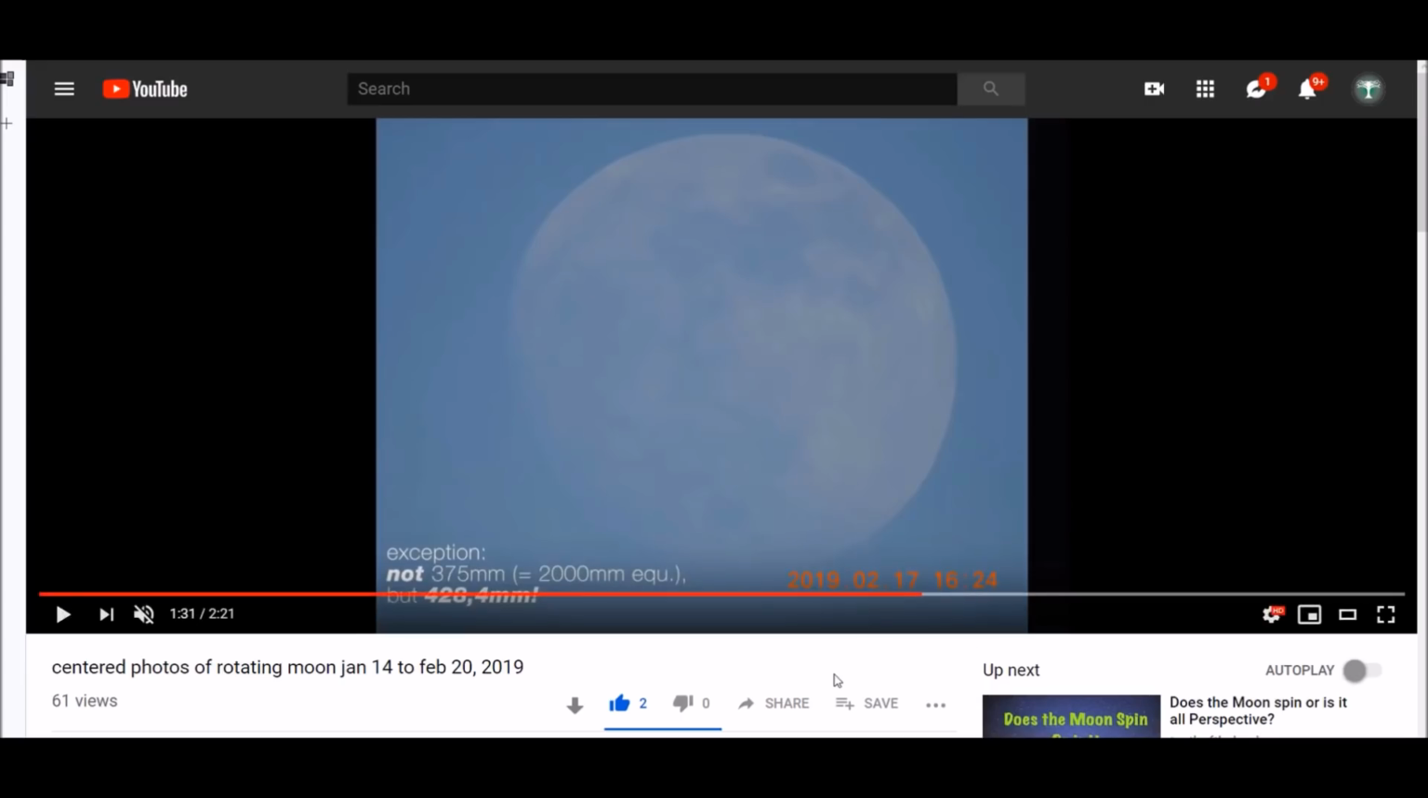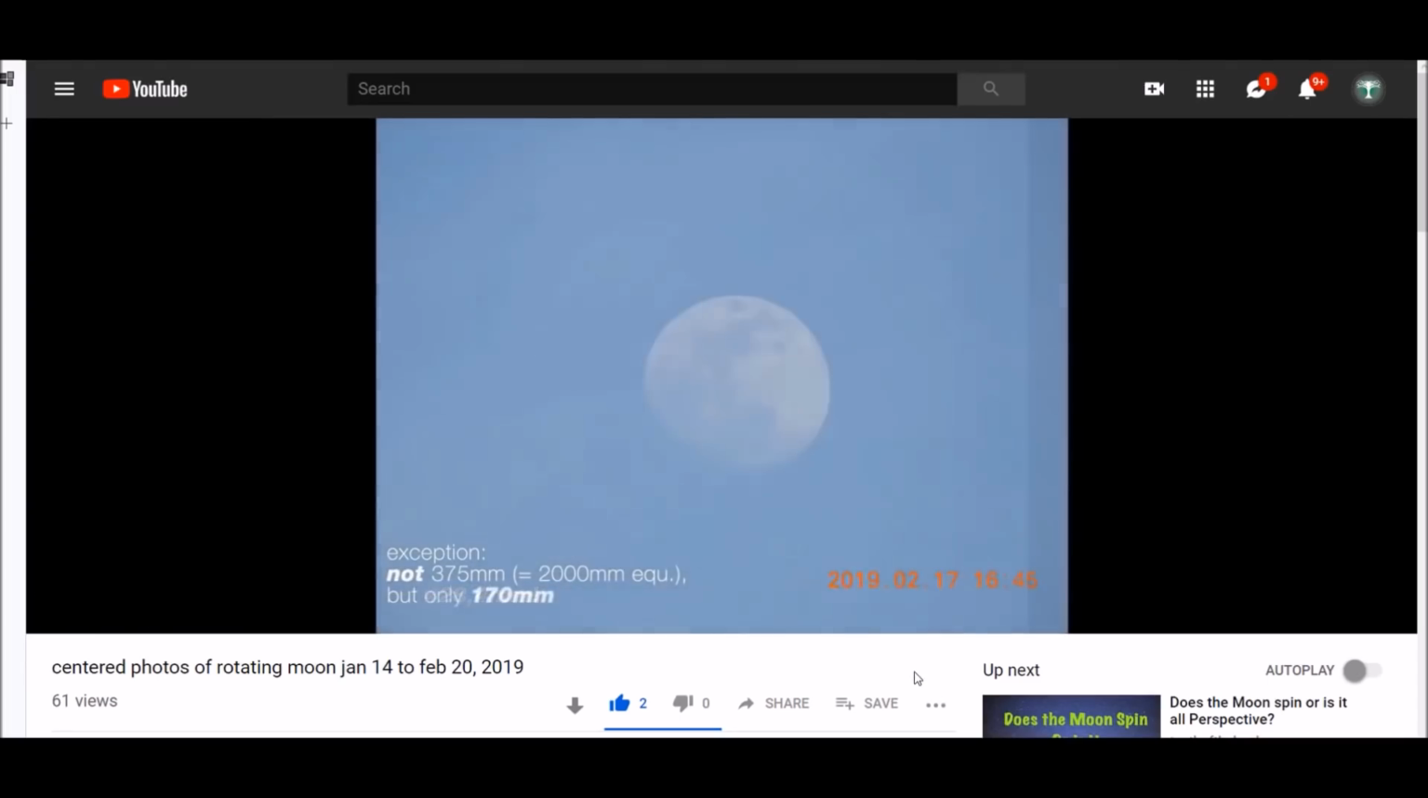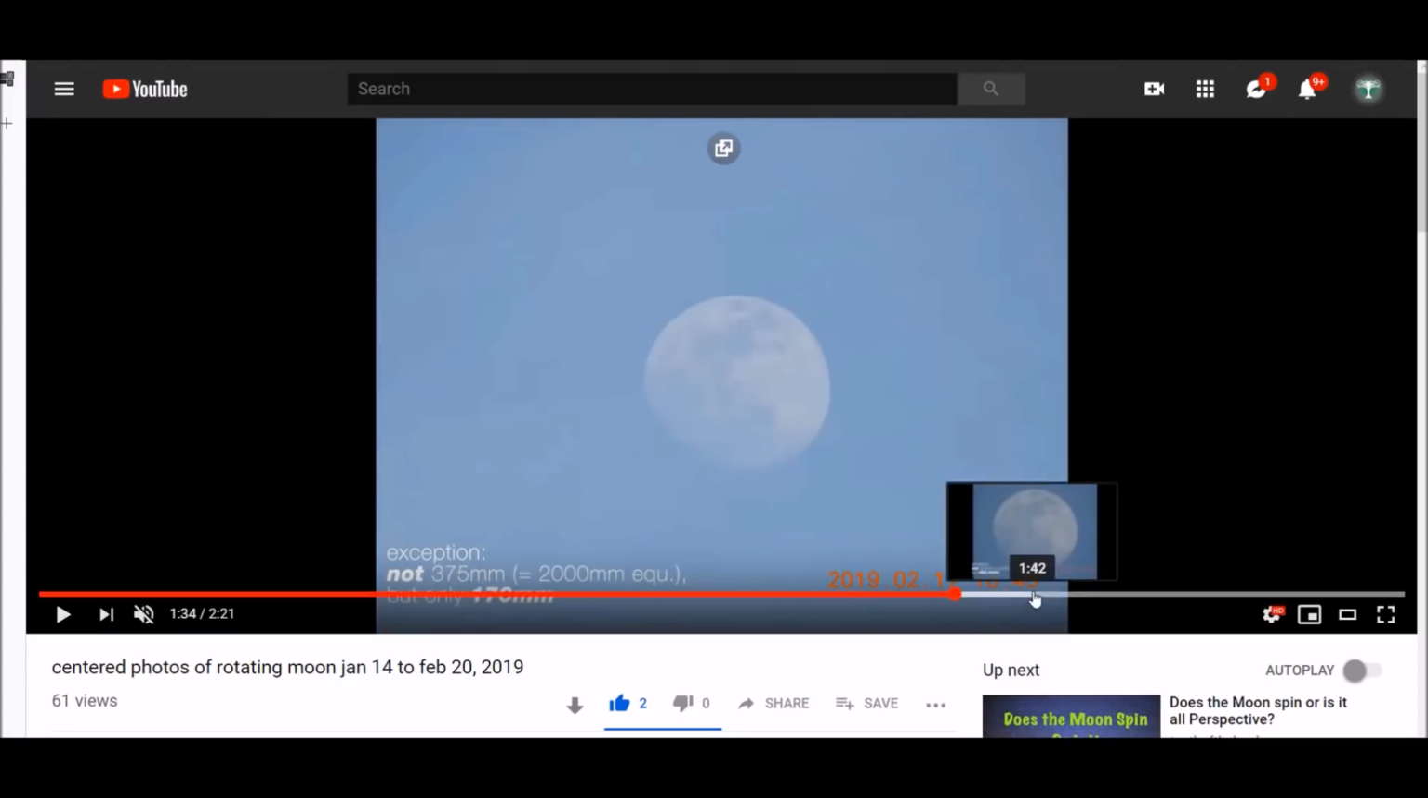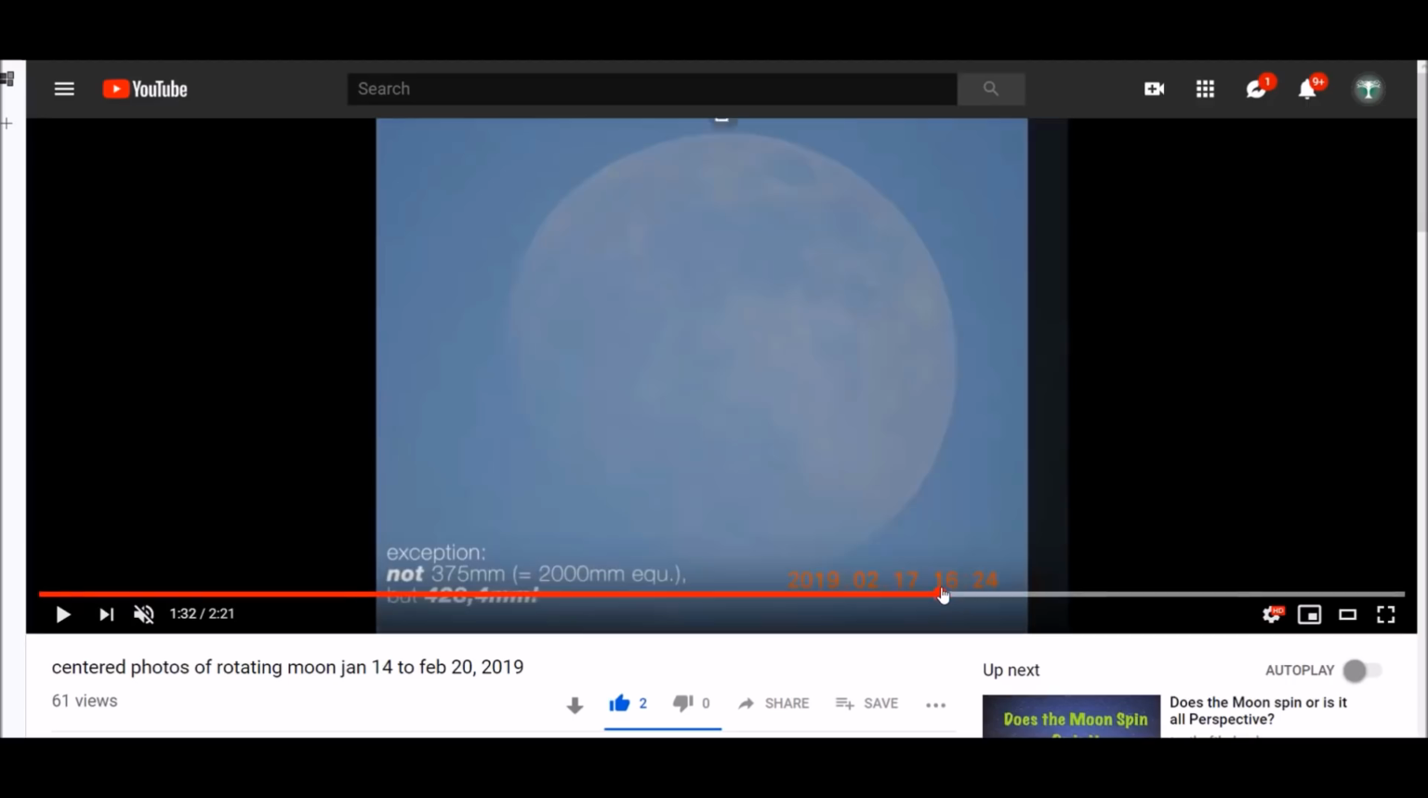Here we go. We are at the 1 minute 31 second mark. The Sea of Crises is right here. It might be hard to see. And note the time, it's 16:24, and guess what? This was the day after I caught the field rotation, me and Mike Ball, on February 16th. So this is 16:24. Now I want you to see the next photo as it gets there. 16:45. So in roughly 20 minutes, 21 minutes, we have a counterclockwise rotation.